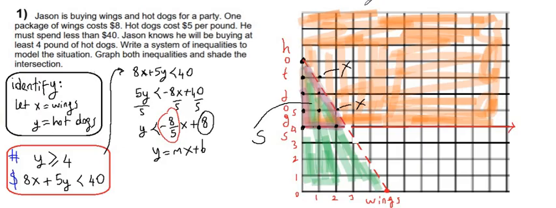So what's the maximum number of hot dogs and wings Jason can buy? It is either 0 wings and 7 hot dogs, or 1 wing and 6 hot dogs.